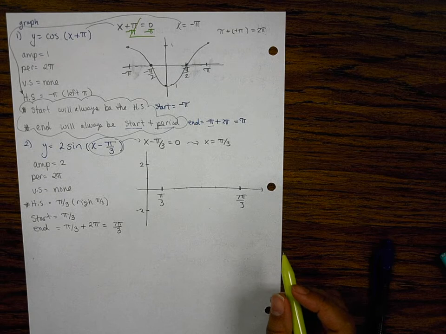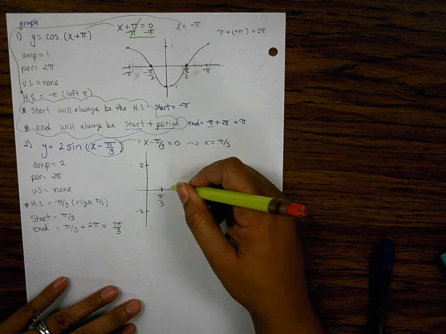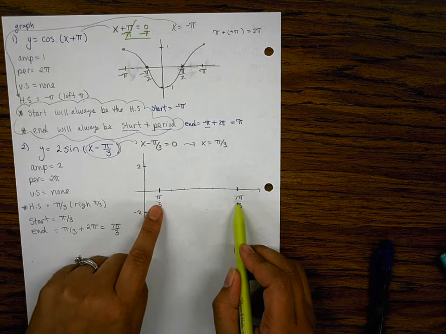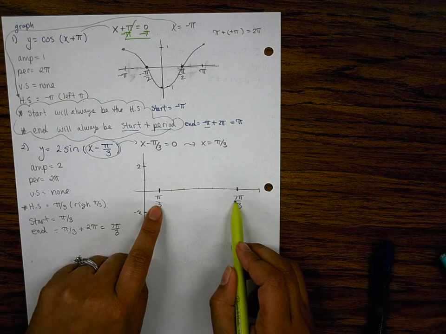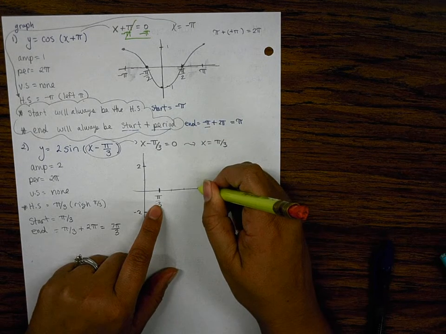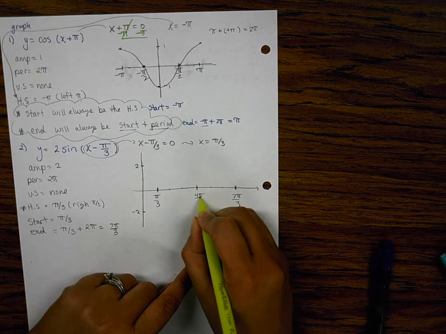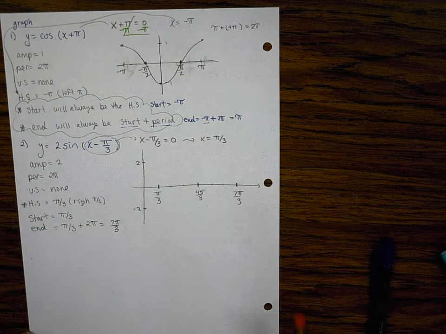Okay, so when you do this, you get 1 over 3. Oh, okay, sorry. You're going to find your middle by adding and cutting in half. 7 plus 1 is 8. 8 cut in half is 4. So this is 4 pi over 3.